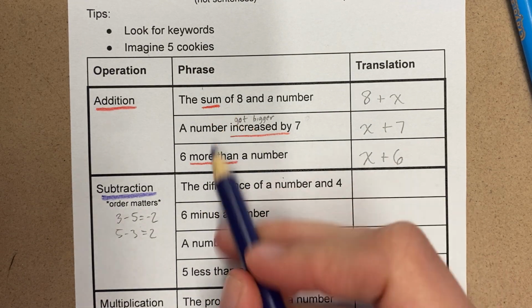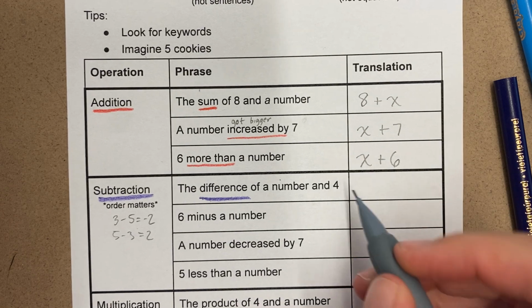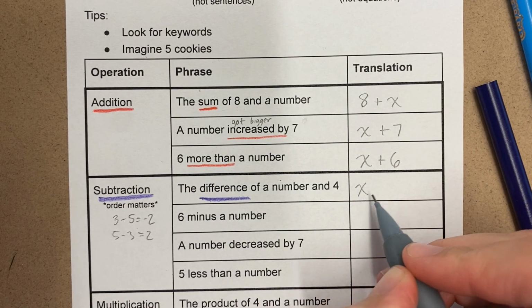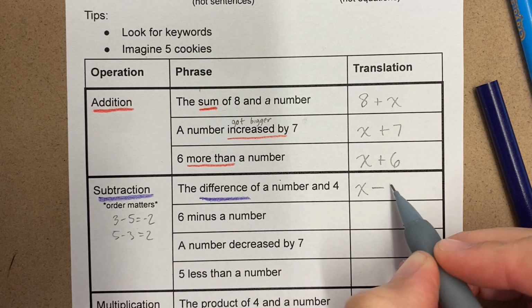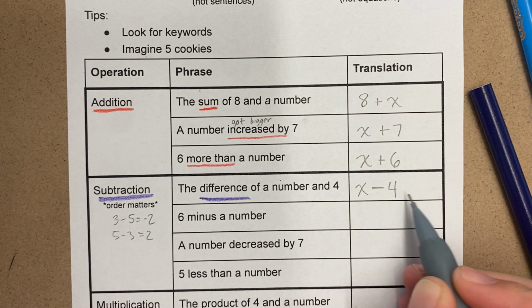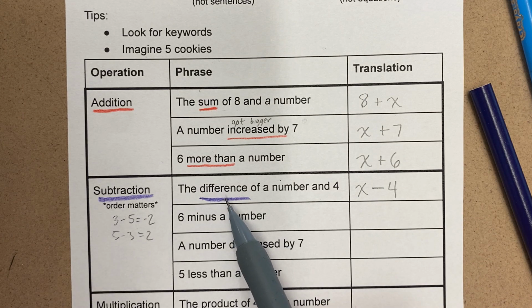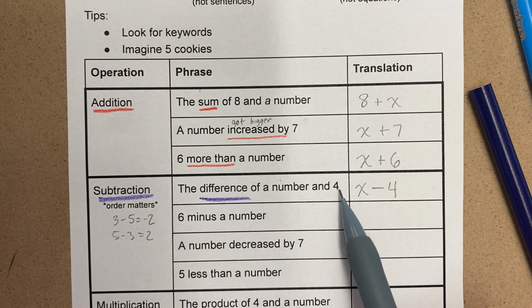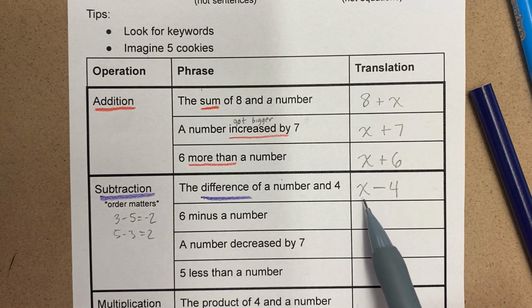Okay, just like sum means add, difference means subtract. So the difference of a number and 4 is, I have a number and I'm gonna use subtraction, the difference of a number and 4. That would look like this. And again, if we're imagining 5 cookies, I have 5 cookies. You have 4 cookies. What's the difference between our number of cookies? Well, 5 minus 4, the difference is I have 1 more cookie than you, right? So this would be 5 minus 4, which is 1.